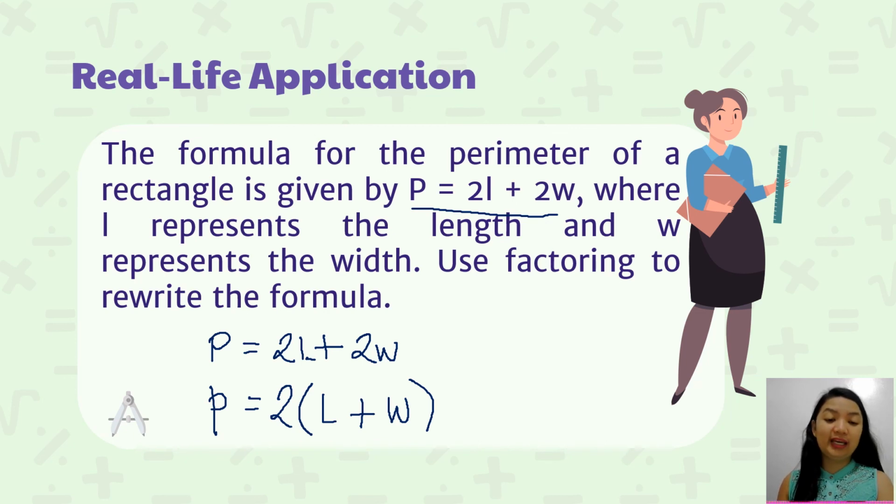So therefore, we can add first the length and the width, then multiply it by 2 before having the perimeter. Unlike the usual formula wherein we multiply the length by 2, also the width, and then it's time for us to add. We minimize the steps in solving for perimeter. So that is one function of greatest common factor in real life situations.